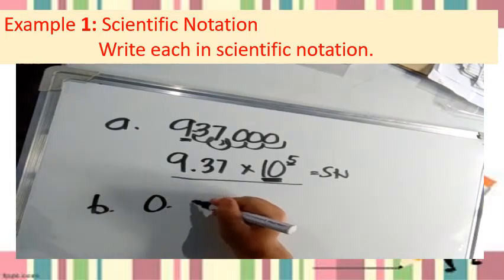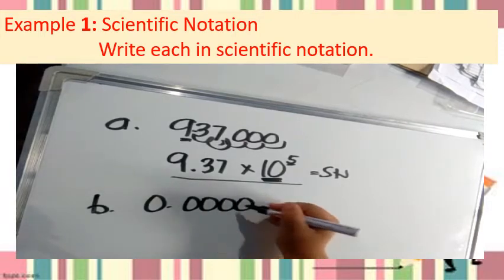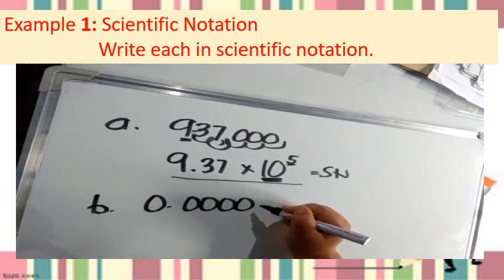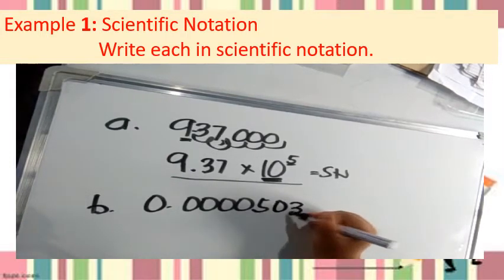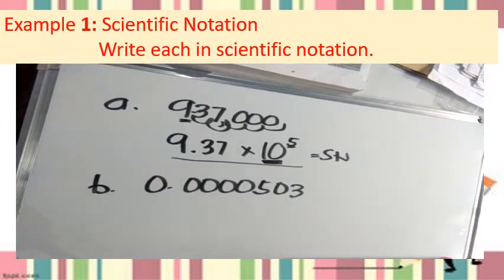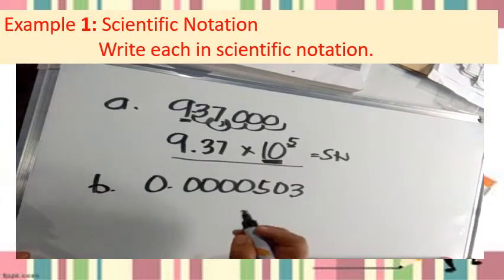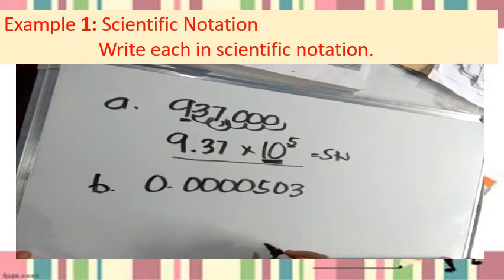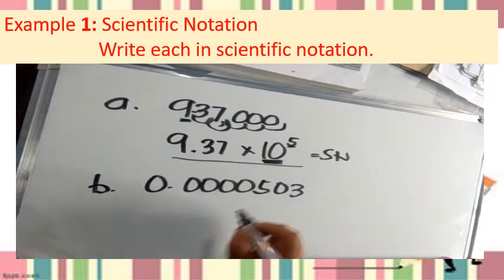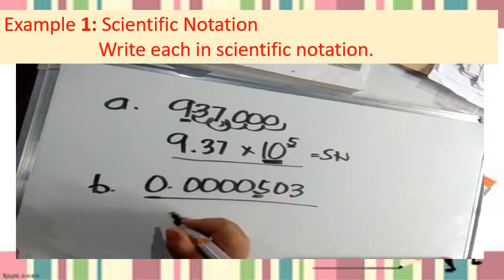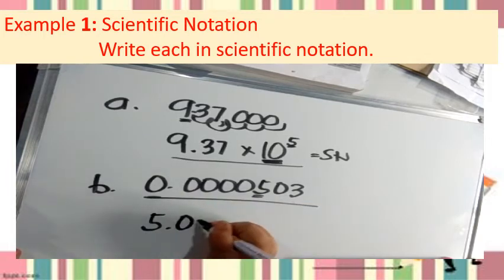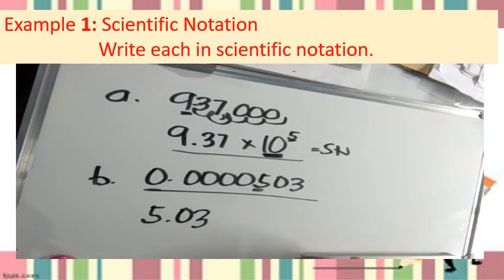0.000005 and 0.3. What is the next step? First, find the first non-zero digit. Okay, so what is the first non-zero digit in this equation? It is 5. Therefore, here we will put the decimal point. Okay? So, it will become 5 point. The remaining is 0.3.